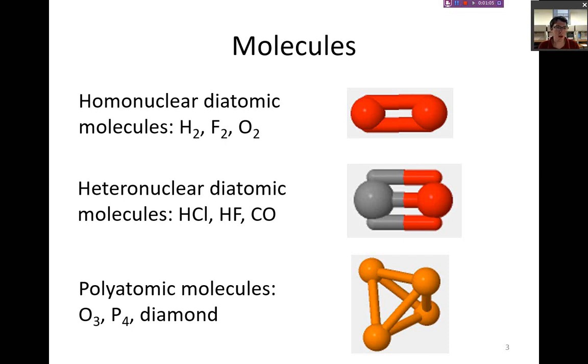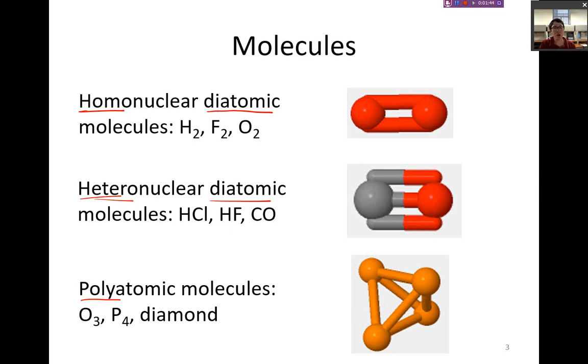For molecules, there are three main types. There are homonuclear diatomic molecules. What that means is that we have two atoms, but they are the same. Homo, they are the same type of atom. Okay? Then we have heteronuclear diatomic molecules. Those are two atoms, but they are different. Hetero. And then we have polyatomic molecules. These are molecules that have the same element, but three or more of them. And so these are our basic types of molecules.